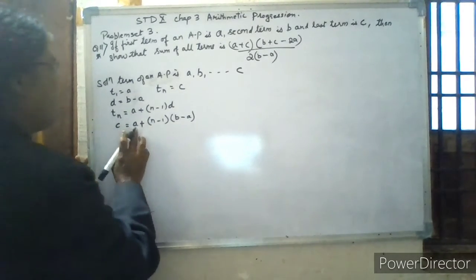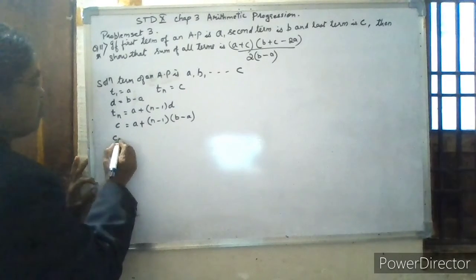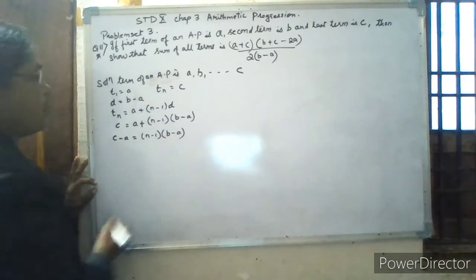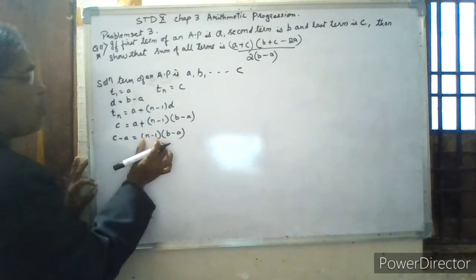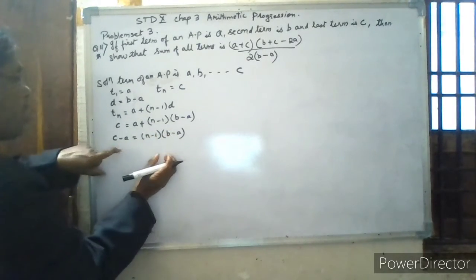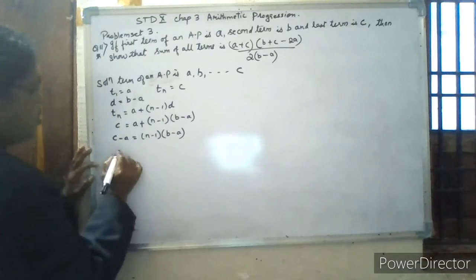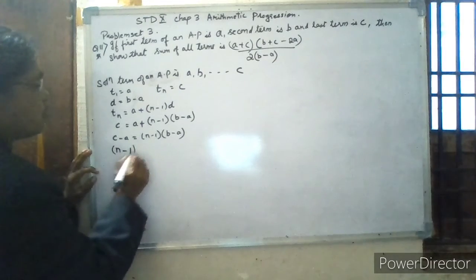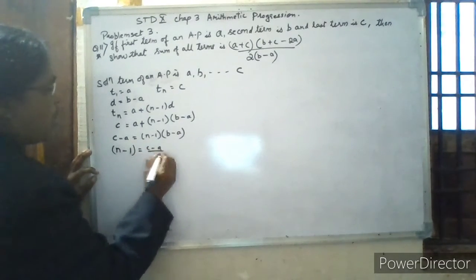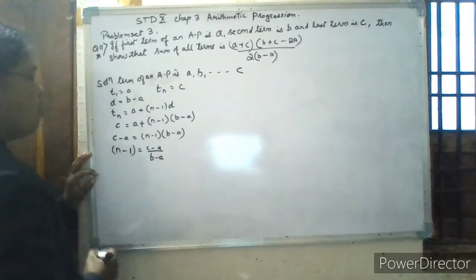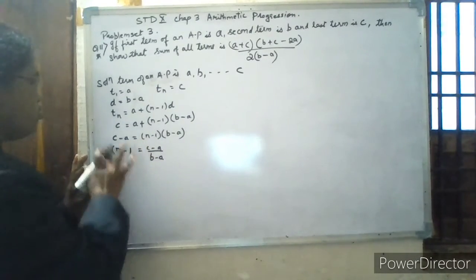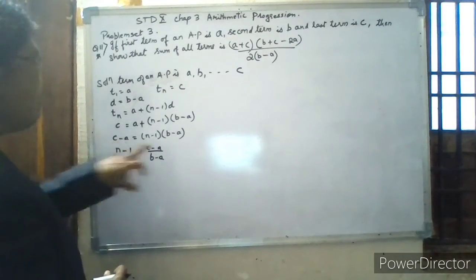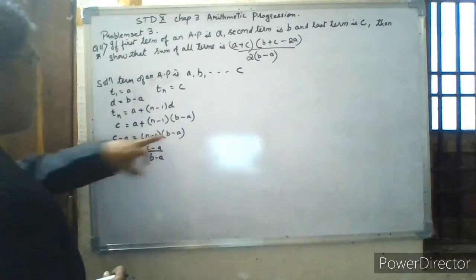Now here we can take this A to this side, so it becomes C minus A is equal to n minus 1 into B minus A. Now I have to find the n minus 1 value. So this B minus A, I will bring down to this side. So n minus 1 is equal to C minus A upon B minus A. In this form we get it. Now here the bracket is not needed.